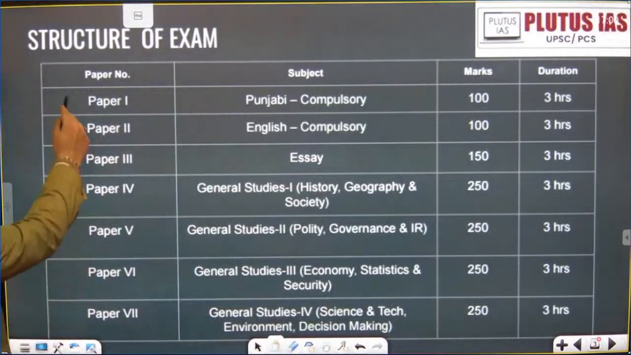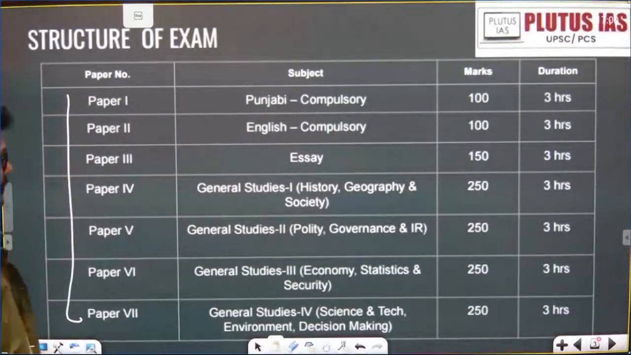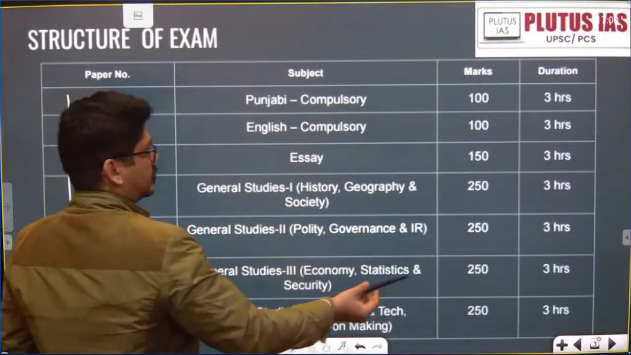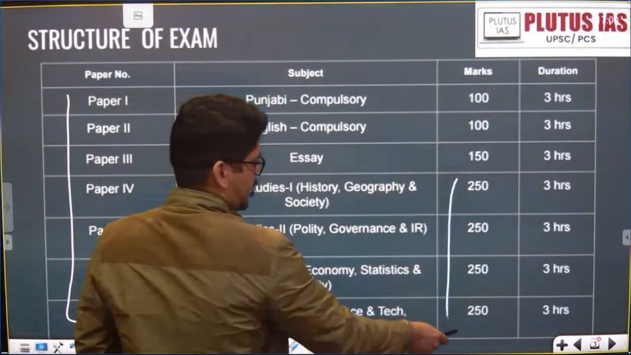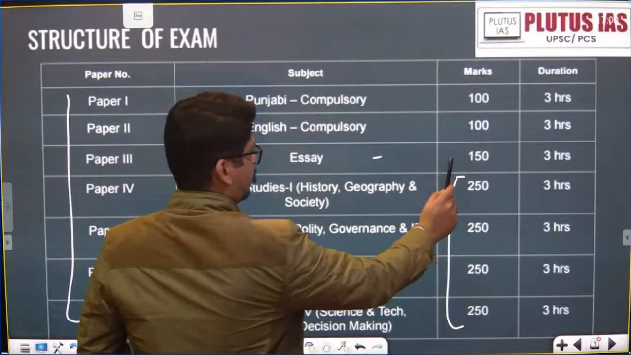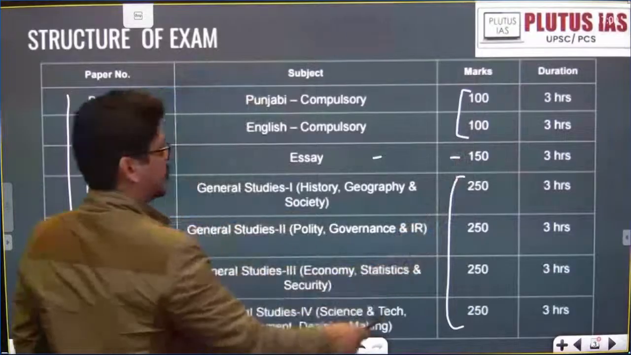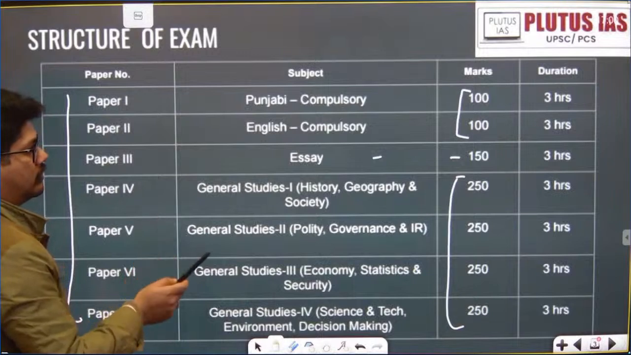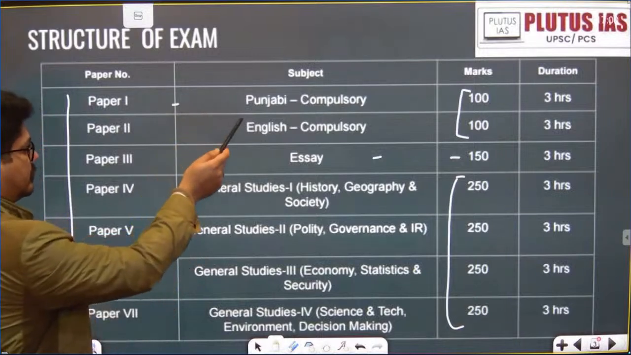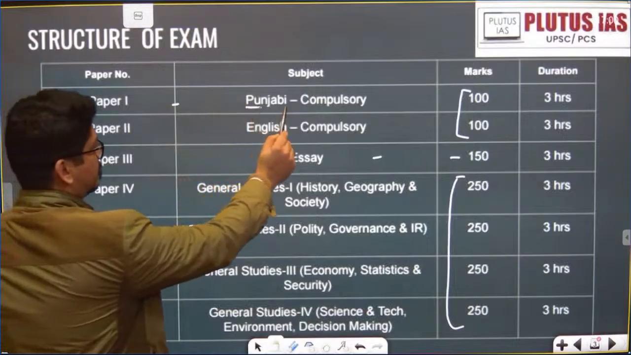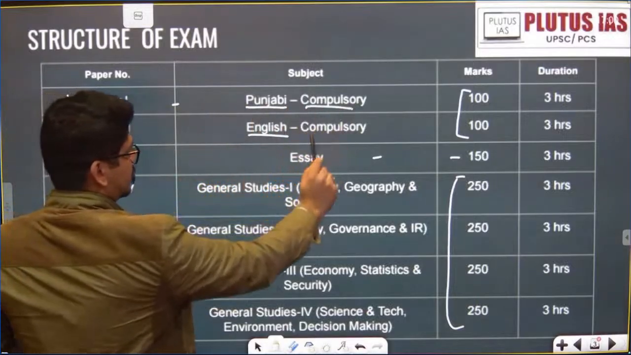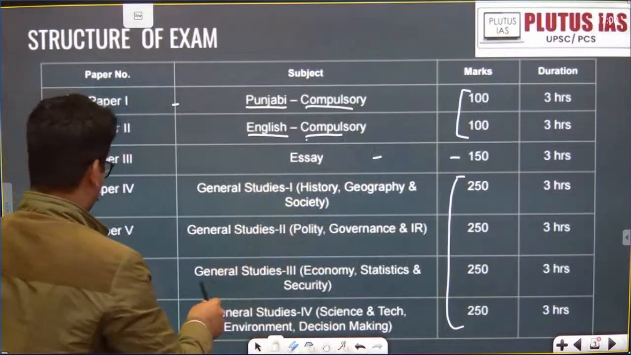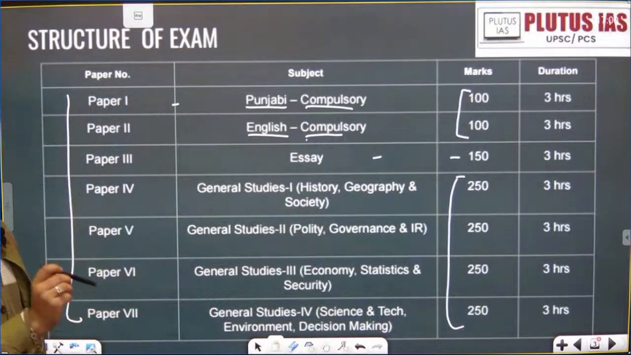Basically, we have 7 exams in your main cycle. If we consider the marking scheme first, you can see only 4 exams are of 250 marks. Then there is one essay of 150 and 2 exams of 100 marks. All the marks of these exams are going to be added. There is no qualifying exam as such. Even the marks from Punjabi and English, both compulsory, are going to be added. All the exams are of 3 hours. In the next slides, we will discuss each and every exam in detail.